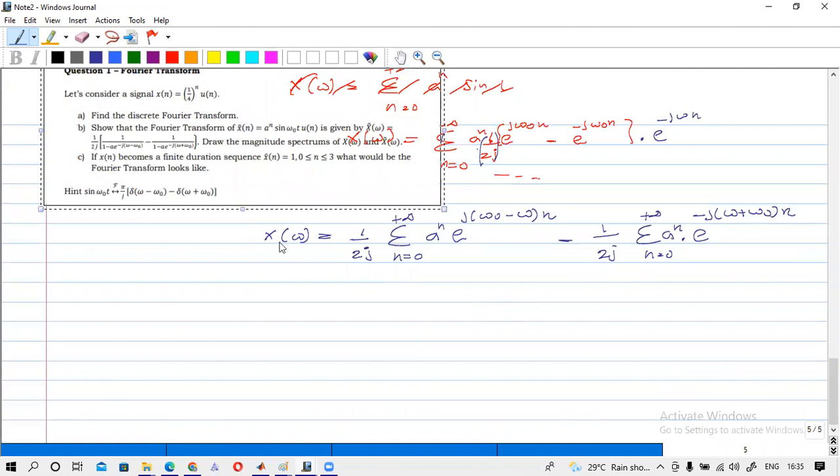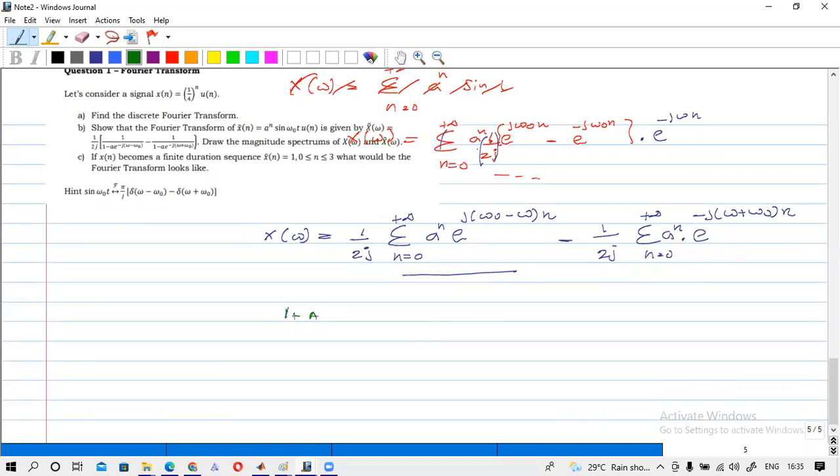Now you can see that we have this term. Actually, this is a power series. You can use that one: 1 plus a plus a squared, and so on, which is 1 over 1 minus a. So if I use this power series expansion here, I will get 1 by 2j. Instead of this a, I have a e to the power j omega naught, because I can write it this way.